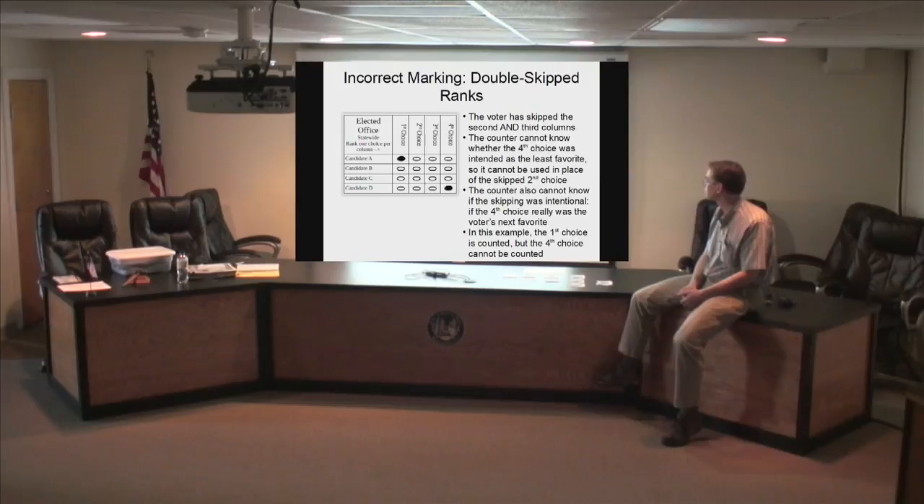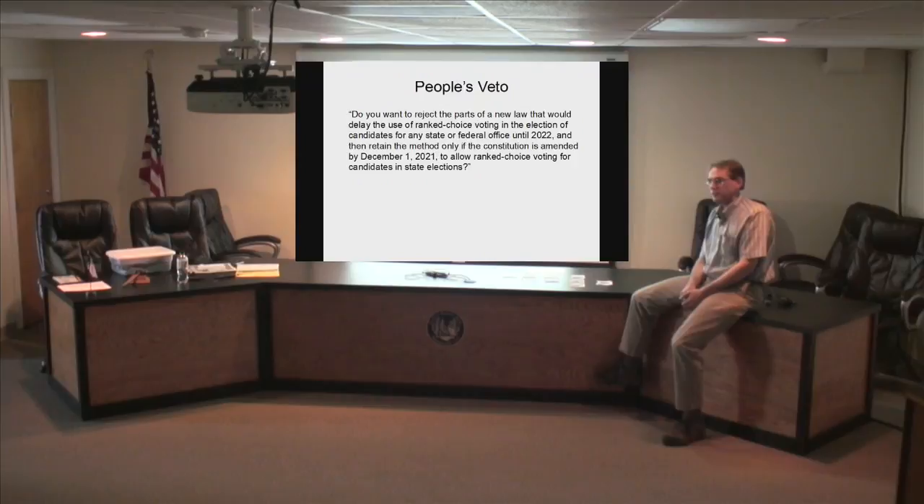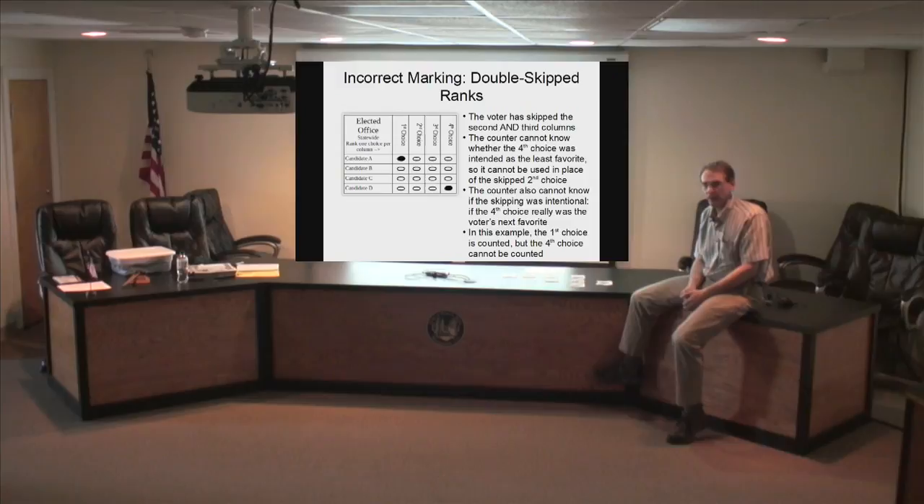And the reason for this is very simple: they've decided in the Secretary of State's office that it is too much of a jump to assume that these two blank columns were a simple mistake by the voter, and that they really intended for that fourth choice candidate to be their second choice. That's too much of a leap of faith. So they decided that it made more sense to simply exhaust the ballot at the point at which the mistake was made.